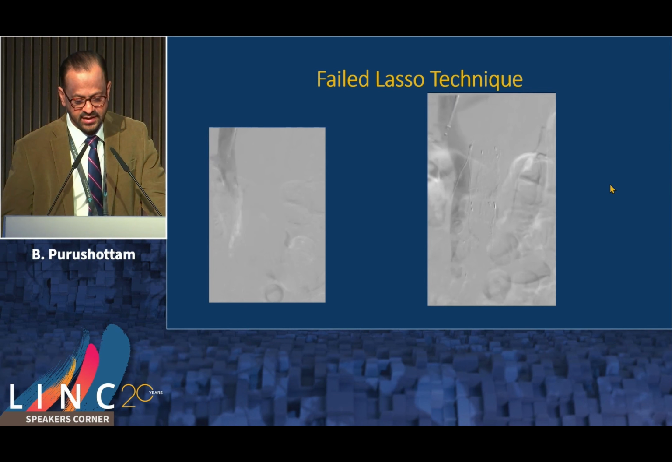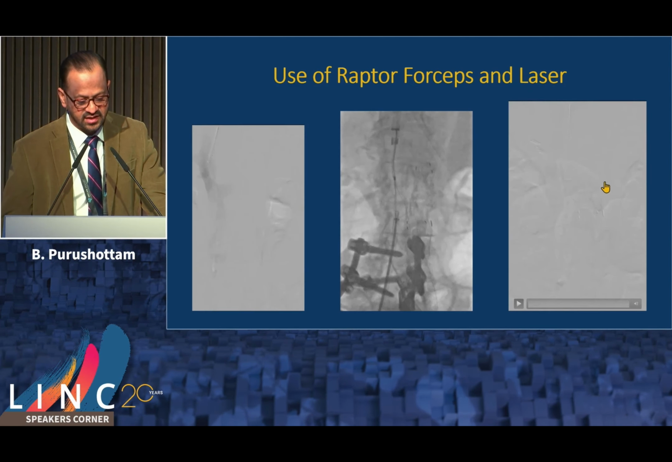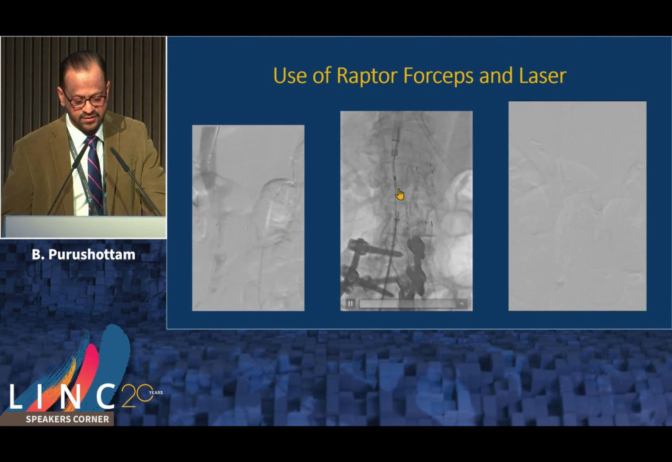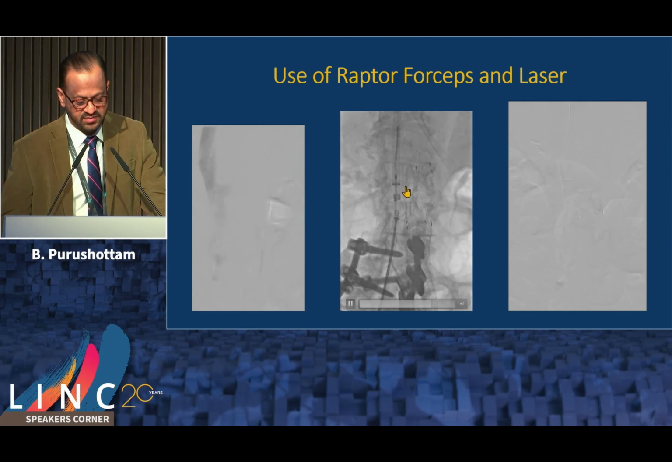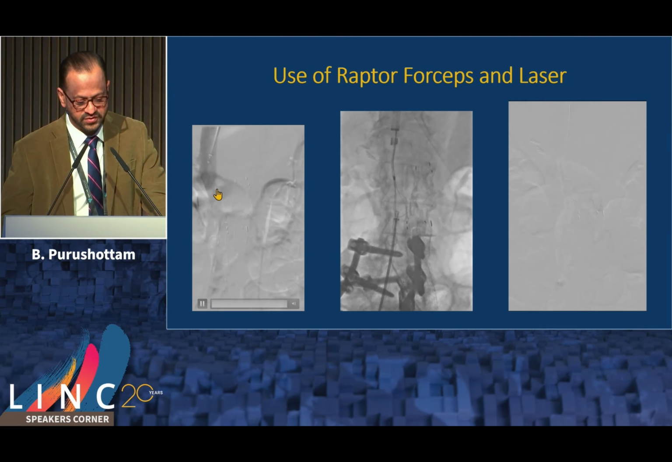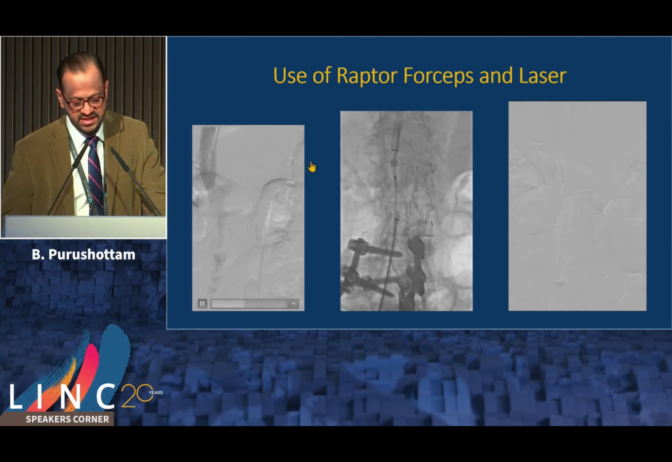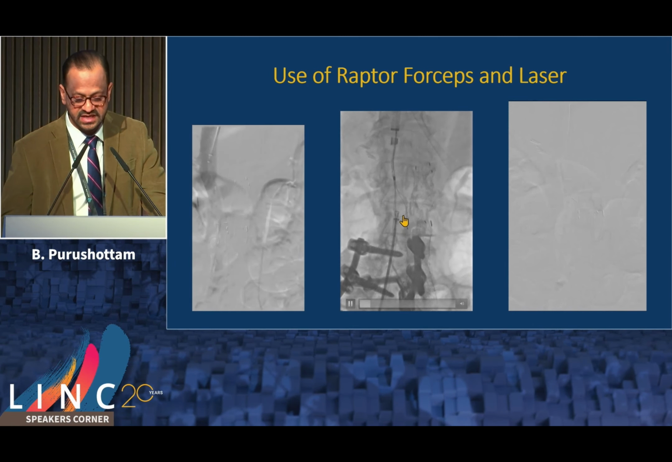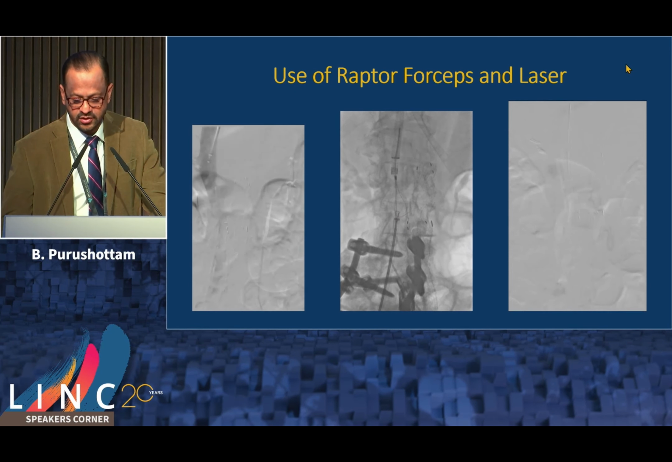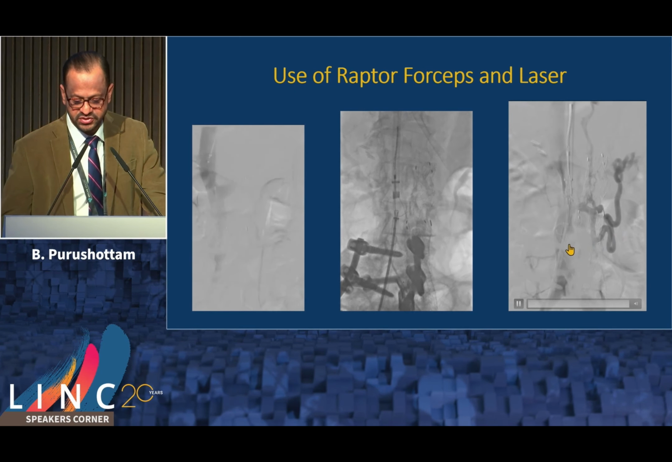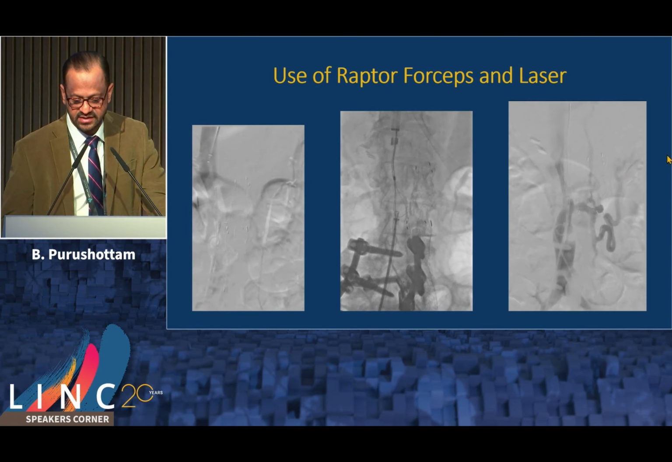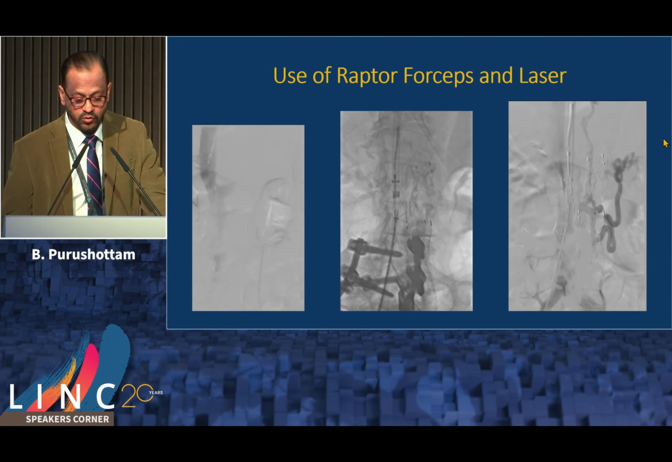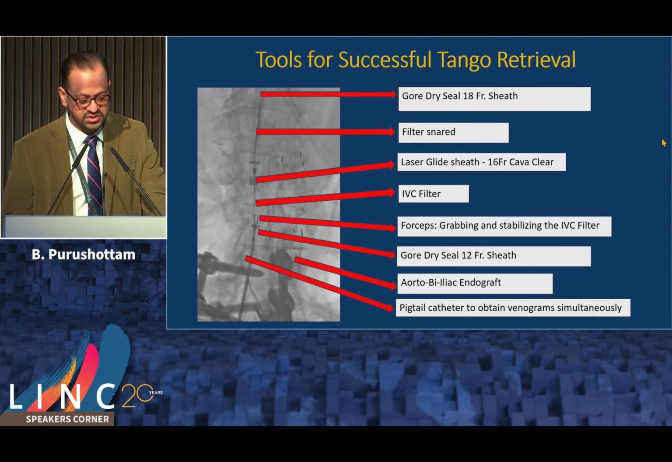In the next stage, I used the Raptor forceps and tried to grab the neck of the filter. As I grabbed the neck, I dislodged it from the confluence. At that point, I decided to switch to a laser because, given the way the filter legs were tilting, I knew they were buried quite deep. Then I was able to hold on to the filter. I also take a picture at the same time, probably of the hemiazygous vein, to make sure I'm not having any tear or perforations. If there is any tear or perforation, I usually hold off or consider covered stents.